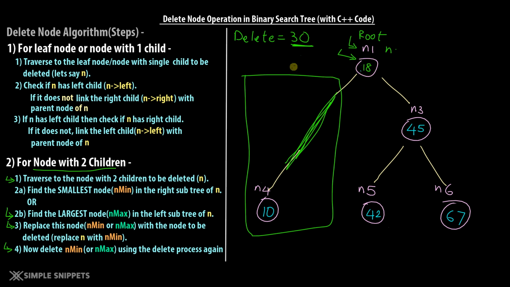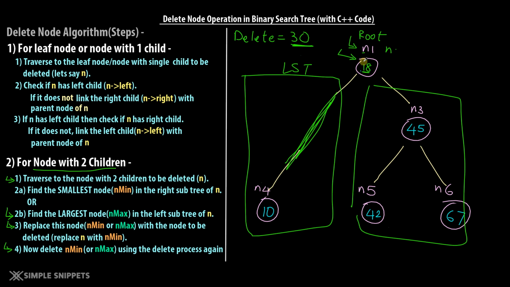So now this is the left subtree for n1. n1 is having a value of 18. In the left subtree you have 10, so 10 is less than 18. For the right subtree we have 45, 42, 67. All of them are greater than 18. So the rule is still maintained.